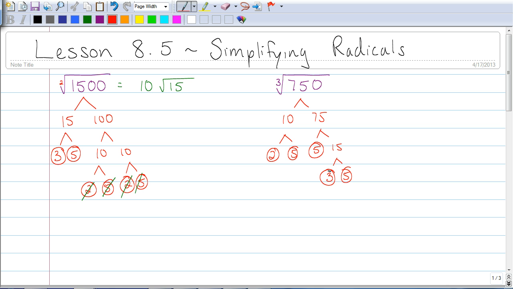And again, this is a cube root. So for every 3 of the same number, I get to take one out. 1, 2, 3. So I have a set of three 5's, so I get to take out a 5, but the 2 and the 3 that remain are going to stay under the radical. Now here's the tricky part.